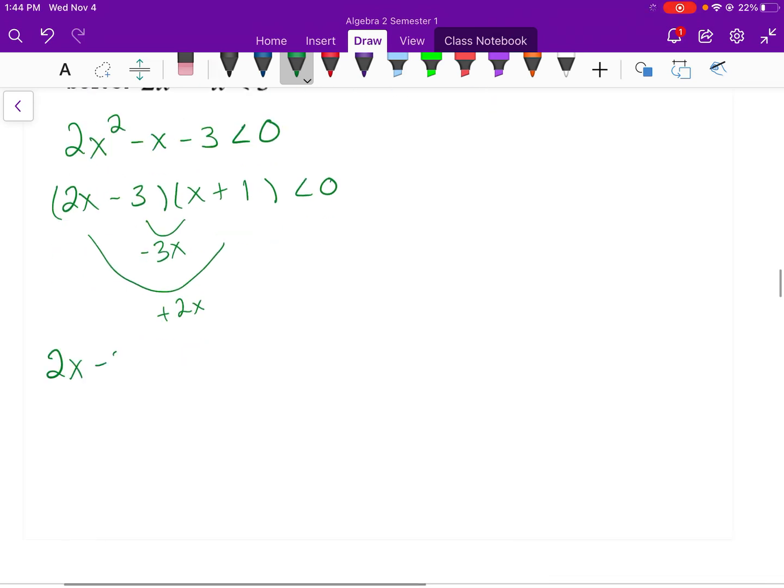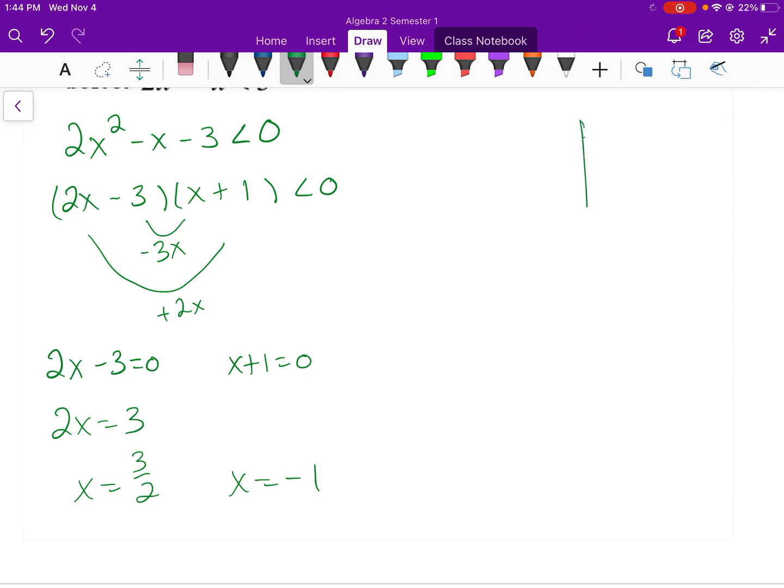Let's find those roots as if it was an equation, setting both factors equal to 0 and solving. So x equals 3 halves and x equals negative 1. Then again, we're going to just do a rough sketch. My roots tell me where it's going to cross the x-axis. So 3 halves, which is 1.5, and negative 1. So those are 2 points that would be on my graph.